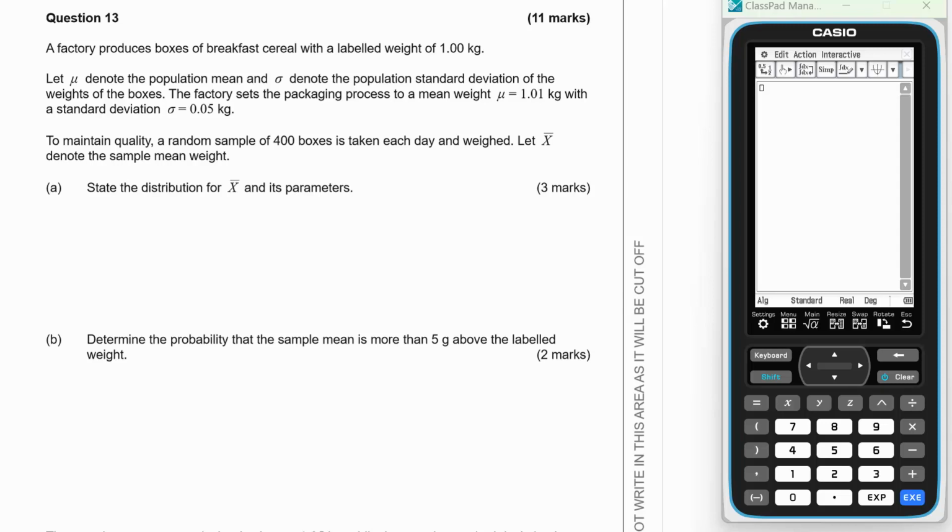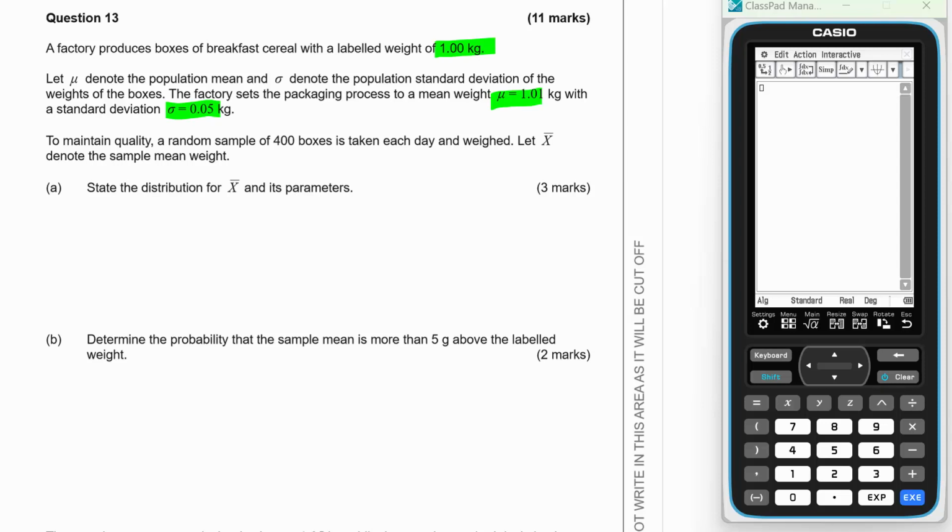A factory produces boxes of breakfast cereal with the labelled weight of 1 kilogram. Let mu denote the population mean and sigma denote the population standard deviation of the weights of the boxes. The factory sets the packaging process to a mean weight mu is 1.01, with a standard deviation sigma is 0.05.